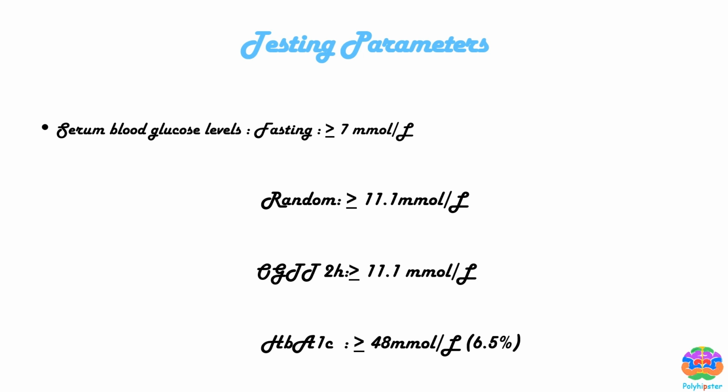Oral glucose tolerance test at 2 hours, if it is more than 200 mg per deciliter or 11.1 millimole per liter, and then HbA1c, which gives a long-term idea of a person's blood glucose level over 3 months. If it is more than 48 millimole per mole or 6.5 percent, we could suspect the presence of diabetes mellitus in that patient.